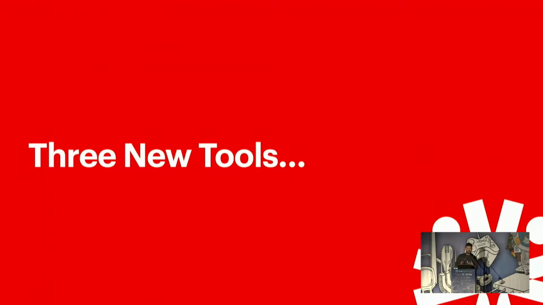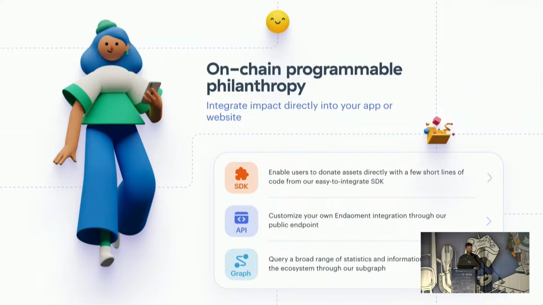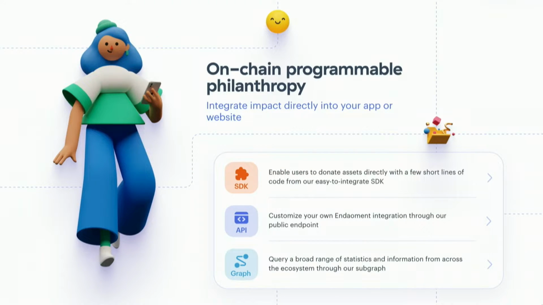So what are these 3 new tools that we're rolling out here? Well, just last week, we announced the Endaoment Developers Program. And the Endaoment Developers Program consists of 3 main utilities for developers to help incorporate impact directly into your app or website. First, and probably most straightforward, is the SDK. The SDK is here to enable you to, with a few short lines of code, integrate the capacity to format transactions that are ultimately tax-exempt donations straight into your protocol or application.